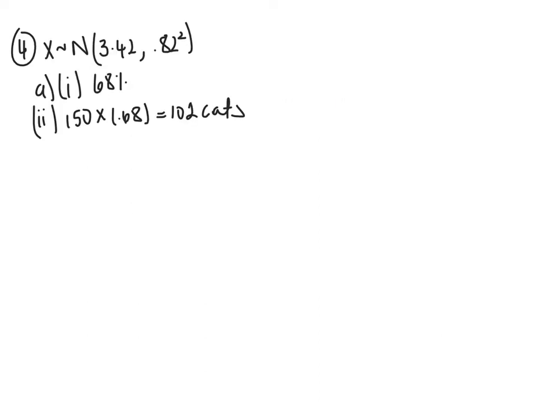Number 4 is talking about the probability of cats' weights. So they tell you that it's normally distributed with a mean of 3.42 kilograms and a standard deviation of 0.82. So that gives you this notation right here. And then they ask you what percentage of cats will weigh within 1 standard deviation. That's something that you could just have memorized. Otherwise, you could set up the probability. But either way, you end up with 68%. And then the number of cats that will have that surgery will be 150 in total times that 0.68, so 102 cats.